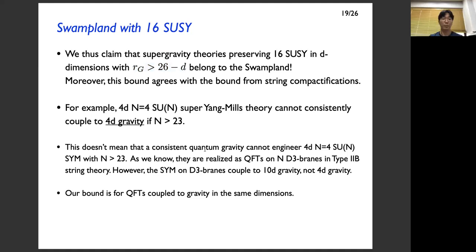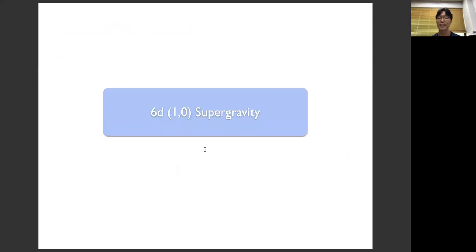Okay, so it seems the string Lamppost principle is supported by this string analysis. Lastly, let's move on to 6D (1,0) supergravity theories. Any other questions?